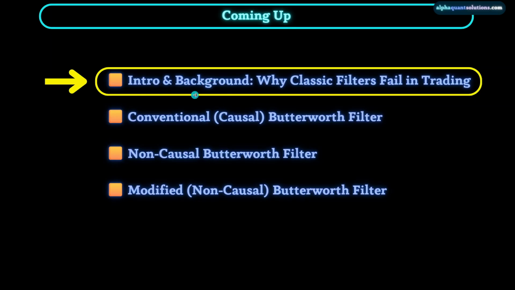So we will first start with a recap on why classic filters such as the simple moving average, SMA, or exponential moving average fail in trading. Then we'll introduce the Butterworth filter. We will also present the non-causal Butterworth filter, which eliminates time lag. And then we'll also discuss our modified version of it, which makes it suitable for live trading.